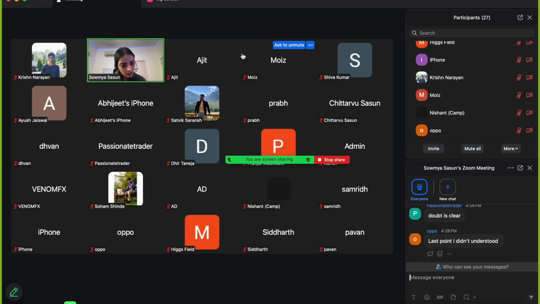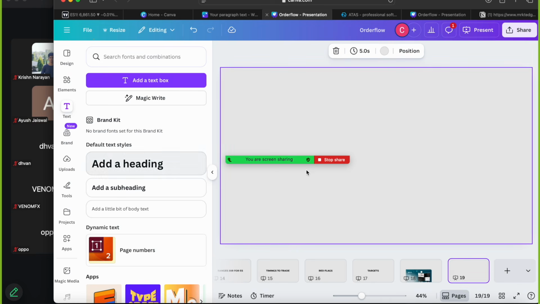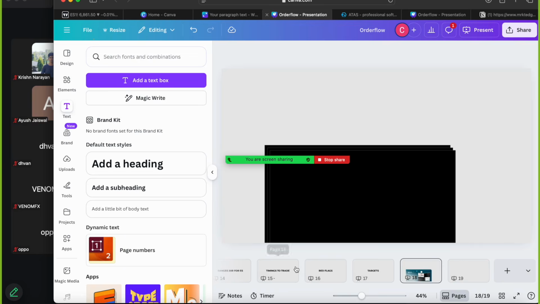Oppo says, last point I didn't understand. Can you tell me which point? Then I can explain that. Okay.